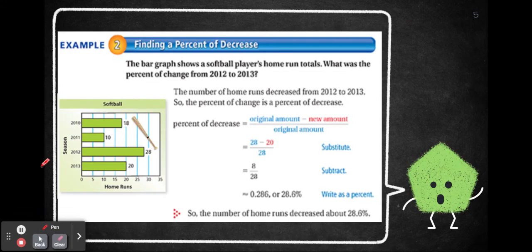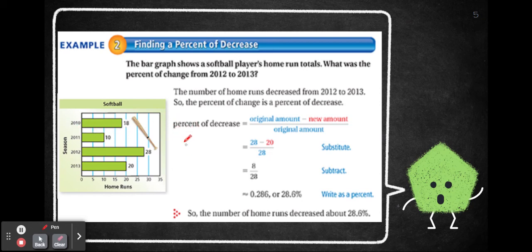Here's an example of finding a percent of decrease. This example says the bar graph shows a softball player's home run totals. What was the percent of change from 2012 to 2013? So when we look at the table, here it says softball is the title. I notice the amount of home runs is along the bottom, and the season starting with the most recent, so from 2013 to 12, 11, and then 2010.